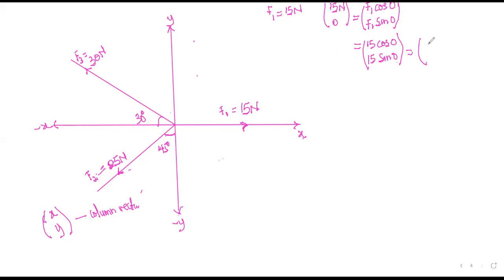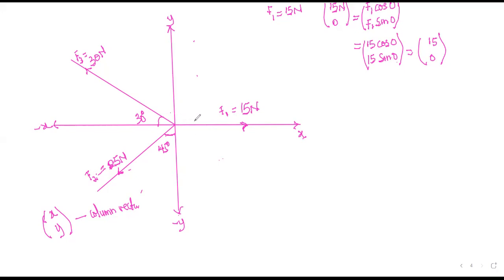Cos 0 is actually 1. So 1 times 15, we have 15. And then sine 0 is 0. 15 times 0 is 0. So it brings us back to the same thing I said earlier. Another way out is that you can use the angle it makes with the y-axis.